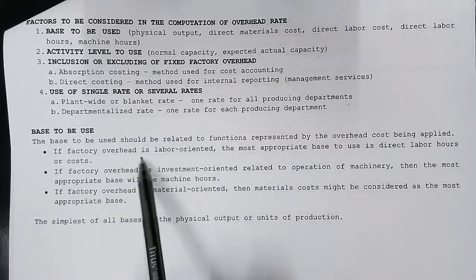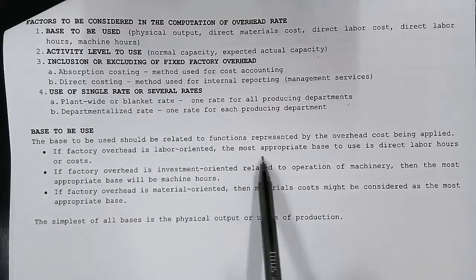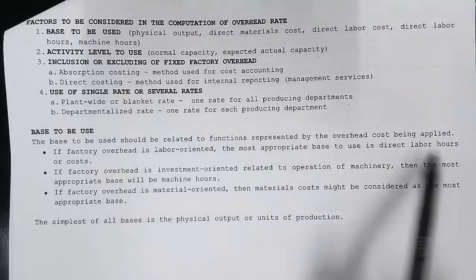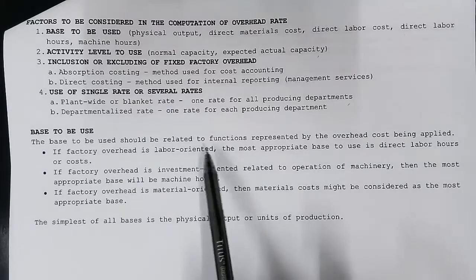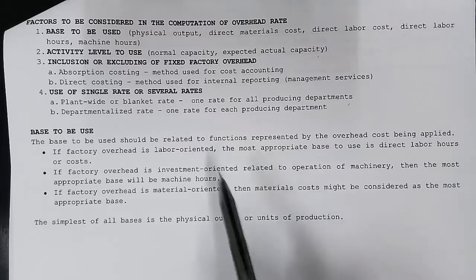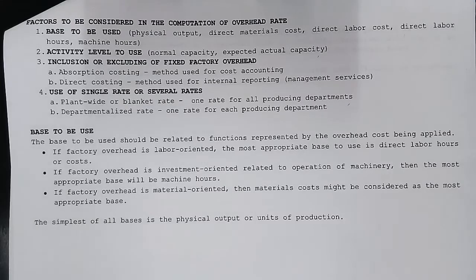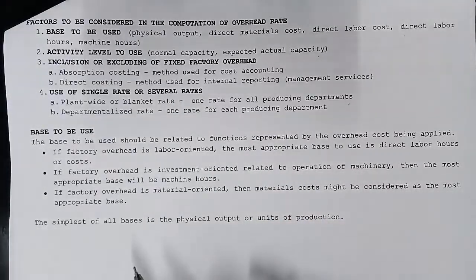If factory overhead is labor-oriented, the most appropriate base to use is direct labor hours or cost. Ano ba yung example ng labor-oriented factory overhead? Popular example nito ay yung factory supervision. Kasi nga labor-oriented. More labor yung pagsusupervise. And kapag labor-oriented, ang appropriate base natin is direct labor hours or cost.